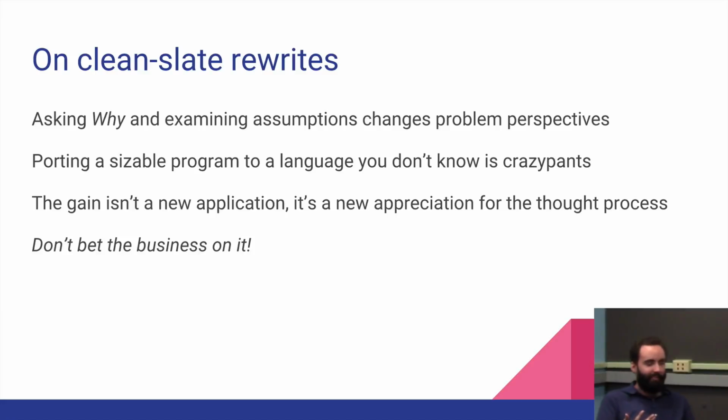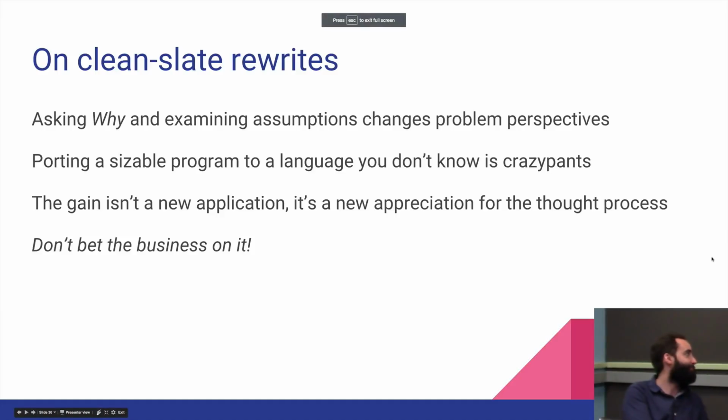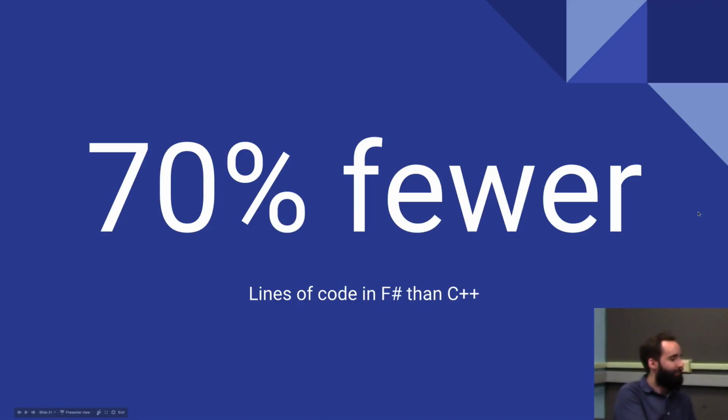Obviously I didn't do this as a full-time job porting, so I wouldn't recommend that either. I think it'd be very dangerous to say functional programming is the future, so I'm going to rewrite my whole business in it, because that would turn out terribly for me. I have a new appreciation for the thought process. As I said before, 70% fewer lines of code, obviously. The lack of curly braces and syntax changes drops it by more than half.